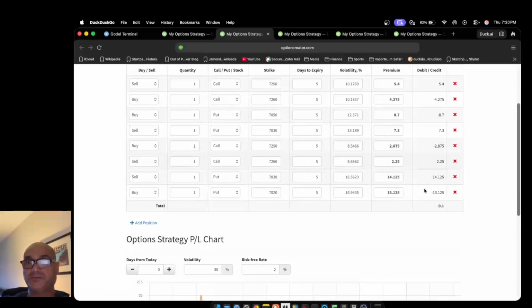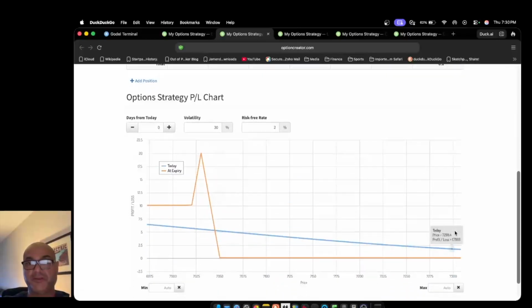At this point, I have a small credit in the trade, and it looks like this. All of the upside risk was eliminated by shutting down the call spread. Now I have a butterfly here that's 10 wide. The original put spread is 70-30, and I sold the 20-30, and I still have room to play with here.